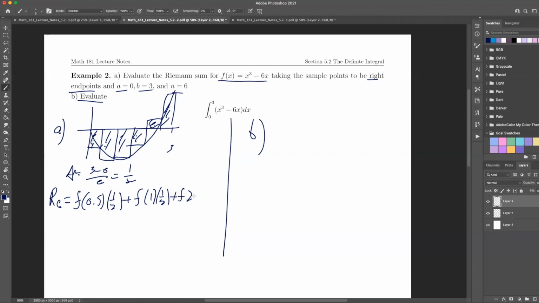Oops, I got ahead of myself. 1.5 times a half plus f of 2 times a half plus f of 2.5 times a half plus f of 3 times a half. Does everyone see why I'm choosing 0.5, 1, 1.5, 2, 2.5, and 3? Because I'm going to walk my distance, choose the right point, and that's my function value times a half. I'm going to walk my distance, so here it's a half again, so I'm going to go up by a half.